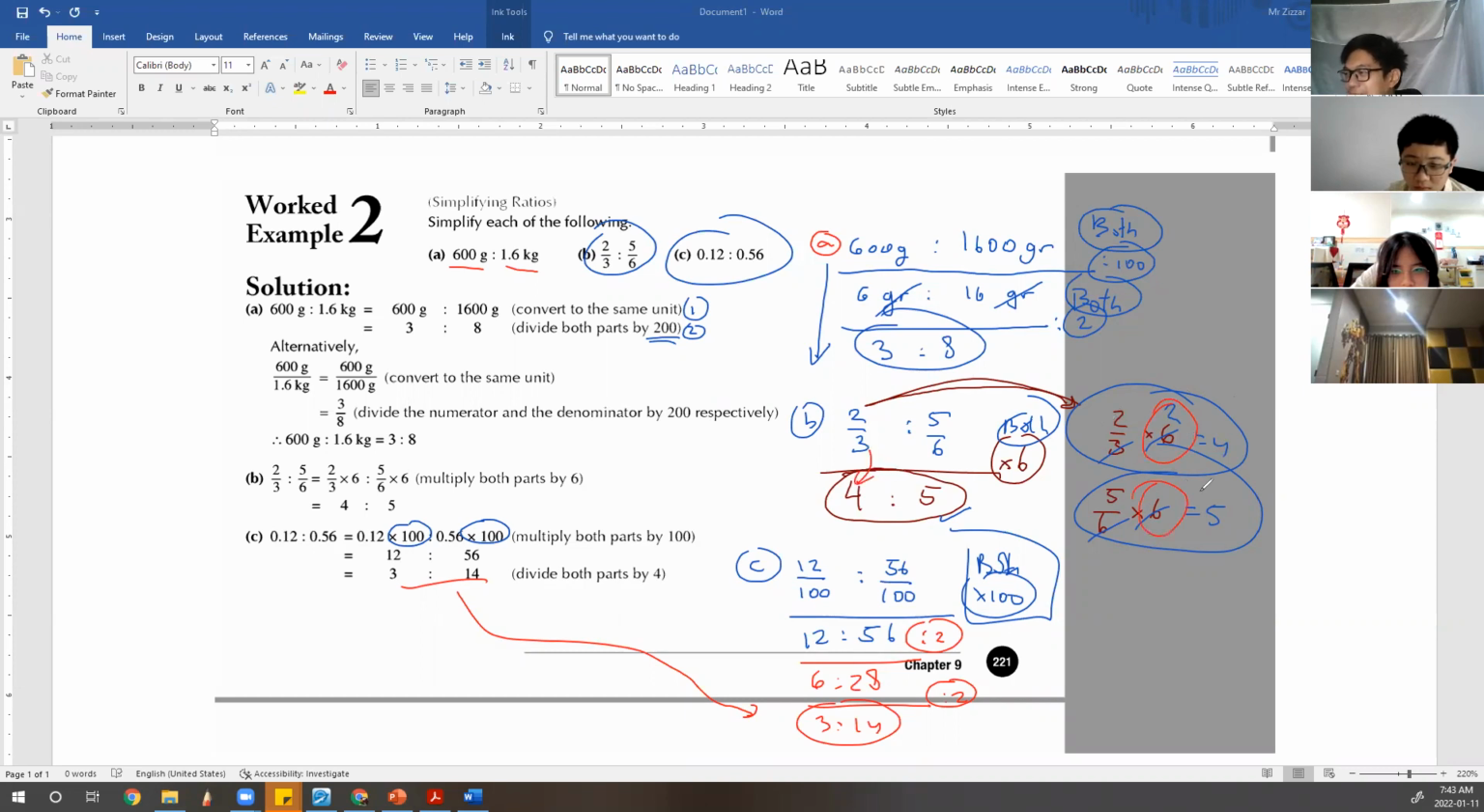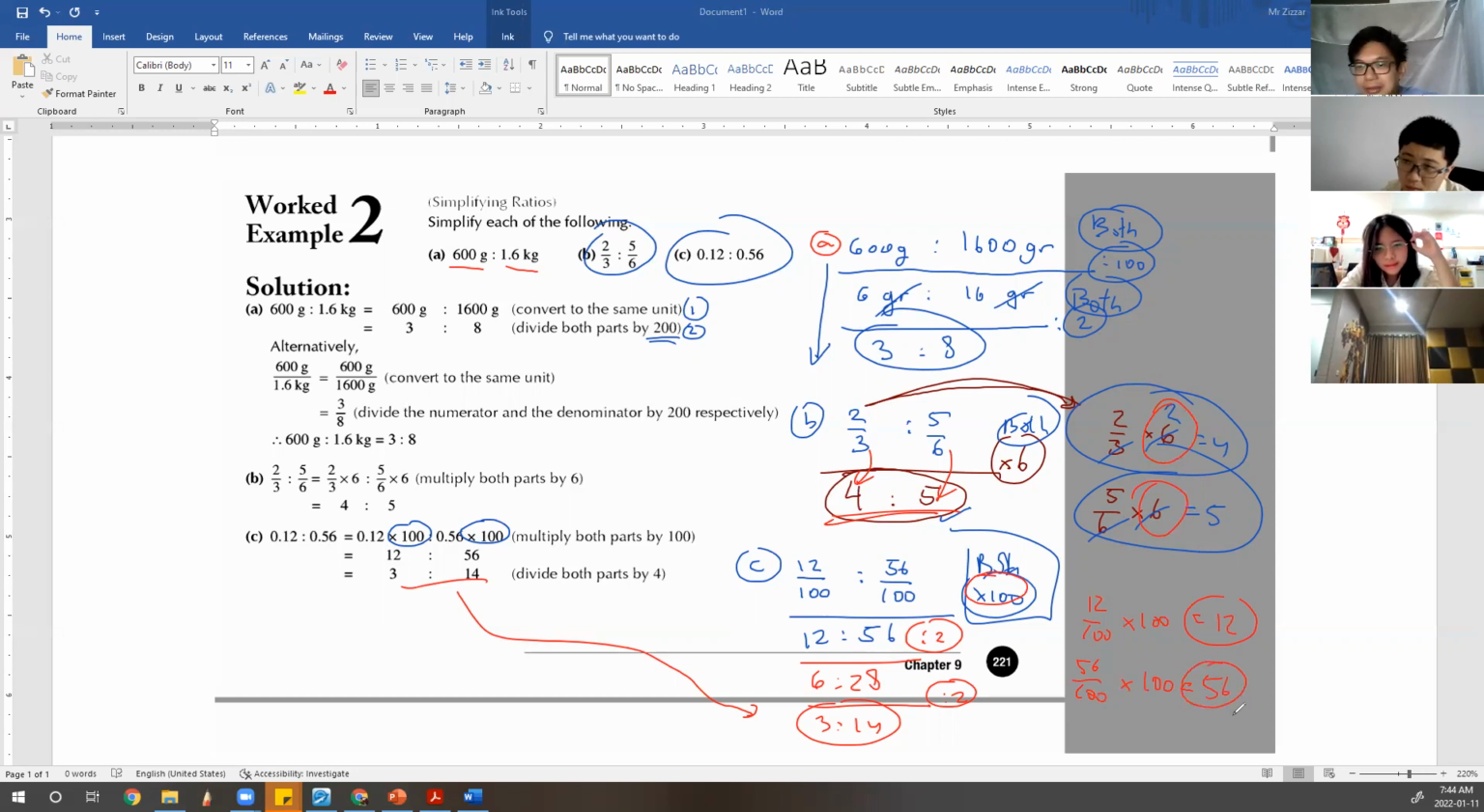You just put it down. And 5 over 6 times 6 is 5 itself because you cross the 6 out. It becomes 5. That's all. And we cannot make it more simple, right? But for number 12, again, the decimals is anyway a fraction, right? And you can multiply by 100 as well. 12 over 100 times 100 is 12, right? And then 56 over 100, it's simple because it's decimal. You can multiply by the multiple of 10. 10, 100, 1000, depend on how many decimal places you have.